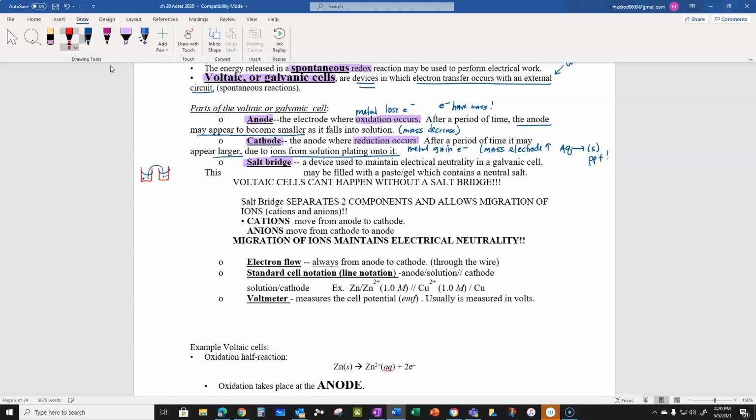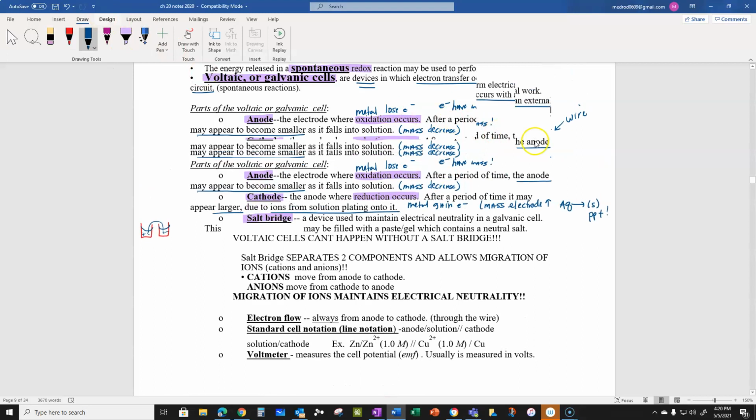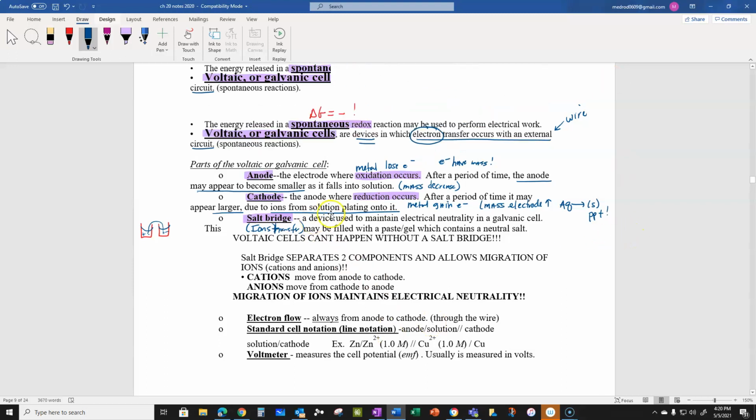And you can only do that through a salt bridge, because remember, only the electrons are transferring through the wire. Well, how do the ions transfer? The ions are transferring through the salt bridge. So the ions, they are transferring through the salt bridge. It's a device used to maintain electrical neutrality; we're trying to get the electrons to balance out.